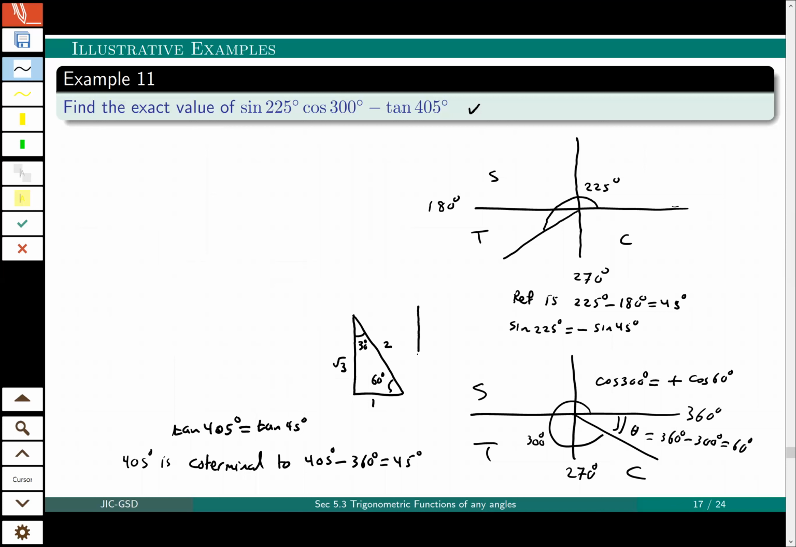And for 45, that's 1, 1, square root of 2. So now we can go and solve our question.